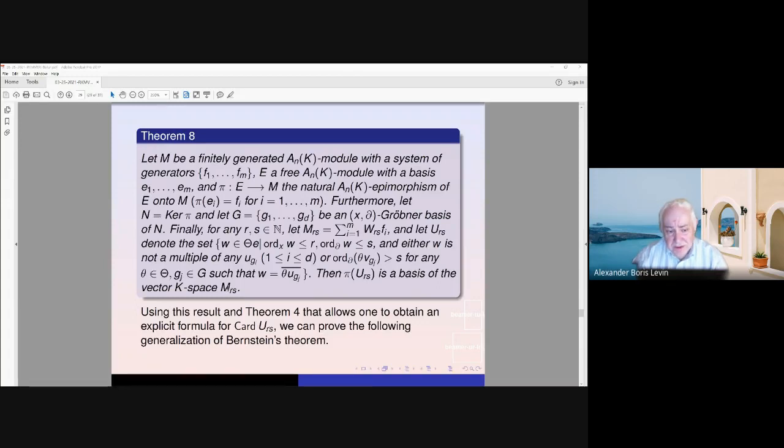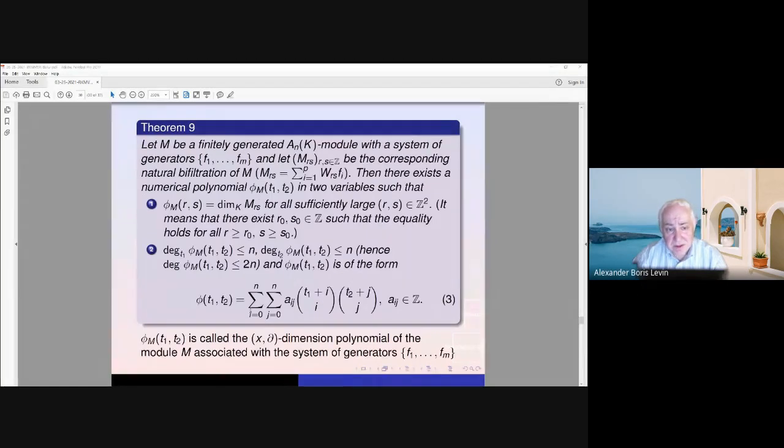And our previous results allow us to compute the number of elements in this U_{rs}. And we can prove this main result. So with the above notation, there is a numerical polynomial in two variables that describes the dimension of the M_{rs} components of the double filtration. This polynomial has degree at most n with respect to t1 and t2, and so the total degree is less than or equal to 2n. And therefore it can be written in this form with integer coefficients. It's called the XD dimension polynomial.